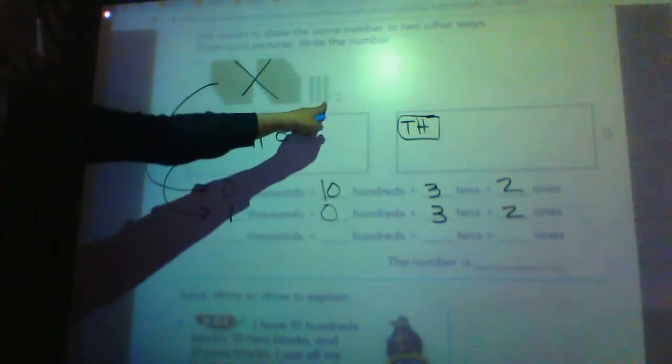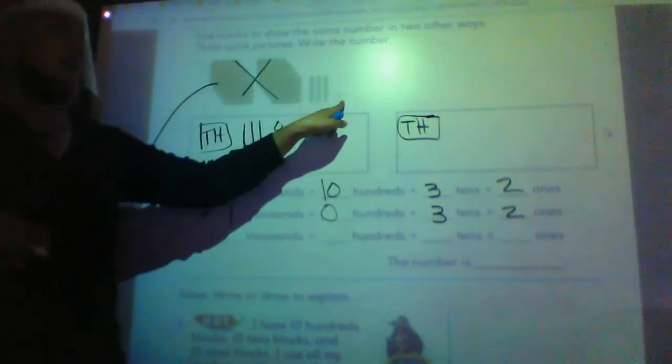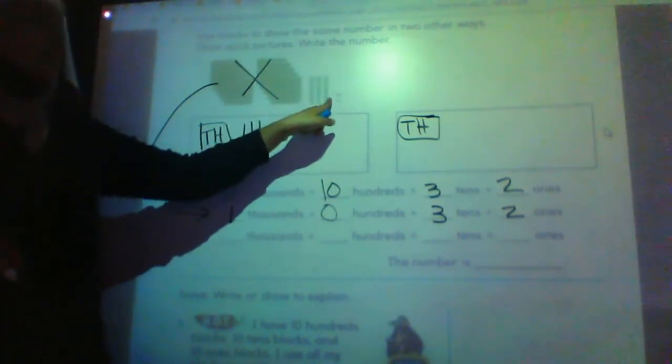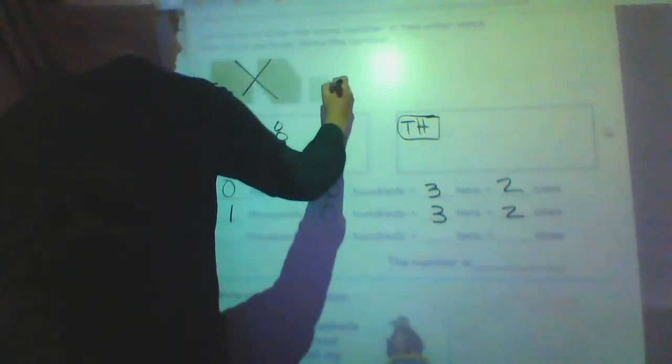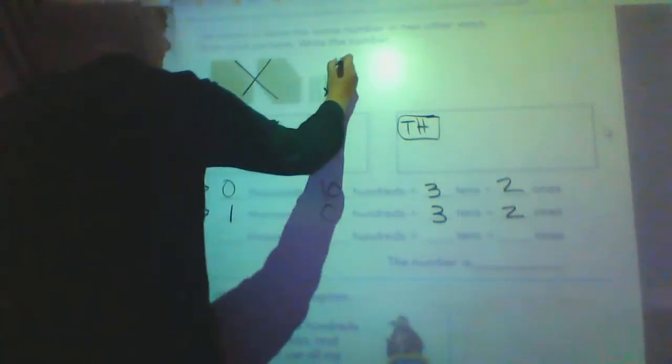But now we have to do something different. We can't just bring those down. Can these 2 make a 10? No, these are only 2, they're not enough. Can I break a 10? Yes, that's my only option right now. My only option is to break a 10 and make 10 tens here.